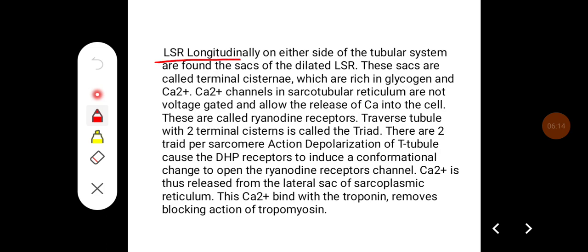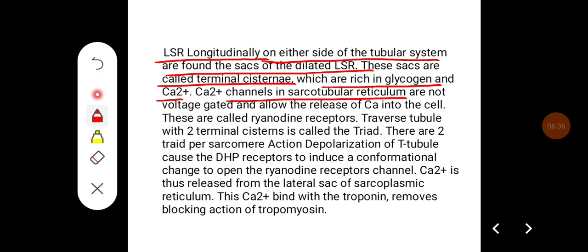The longitudinal sarcoplasmic reticulum lies longitudinally, and on either side of the tubular system are found sacs of the dilated LSR. These sacs are called terminal cisterns, which are rich in glycogen and calcium. Calcium channels in the sarcotubular reticulum are not voltage gated and allow the release of calcium into the cell. These are called ryanodine receptors.